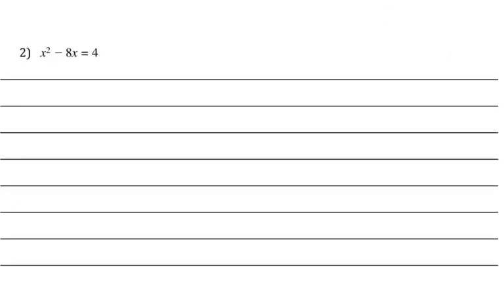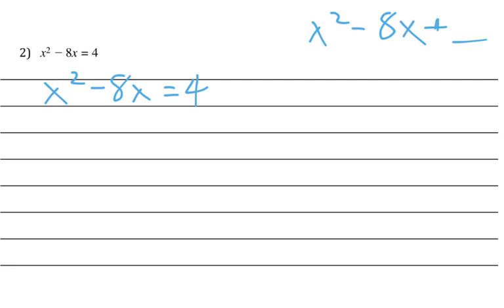Okay, I've got a new example. x squared minus 8x equals 4. I know that I want this to be x squared minus 8x plus something. It's always going to be plus, because whenever you multiply those with FOIL, those last terms are always a positive times a positive or a negative times a negative, so your result is going to be positive.